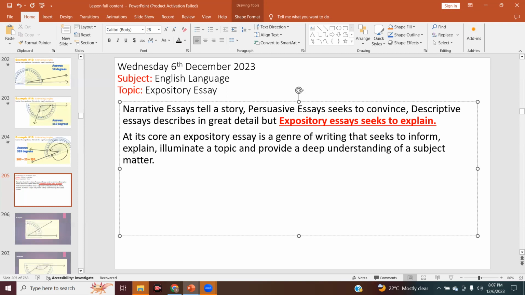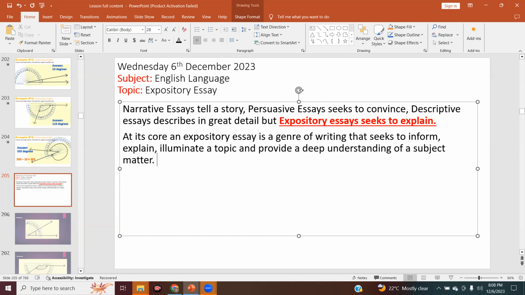So the purpose of an expository essay is to basically present facts. What are the facts, right? And to explain and basically help you to understand in better detail what's going on based on whatever topic is given, right? So it's there to give you a deeper understanding of a topic or process. Whether that is exploring the intricacies of a historical event, or explaining the mechanics of, say, a scientific phenomenon.